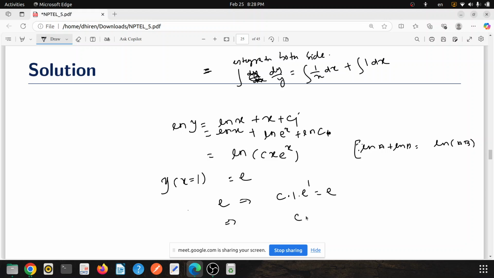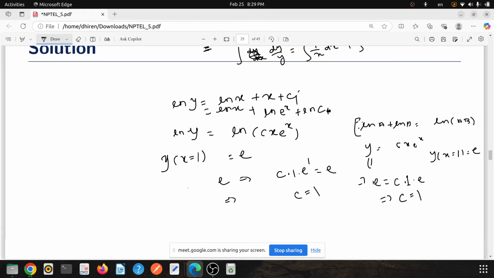That means c equal to 1. So here, because both are given, ln y equal to ln c x e power x, that means y equal to c x e power x, and it's given y at x equal to 1 is e. So you can put e here, then c and x is equal to 1 and e power x is also e. So here you will get c equal to 1.